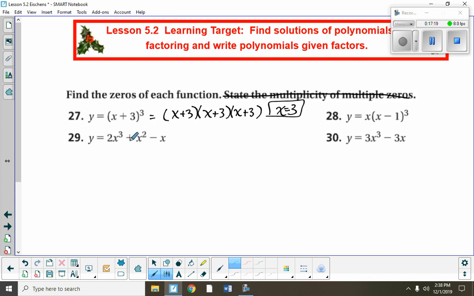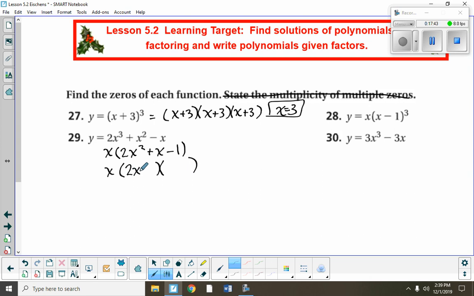Next, it says find the zeros. So when we want to find the zeros, we want to look at the polynomials in factored form. So you want to factor this. And there is an x term in each, so we're going to first factor that out. And x divided by x is 1, so don't forget that. So now that's a trinomial. We'll factor it into a binomial.